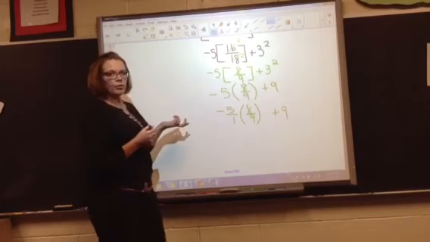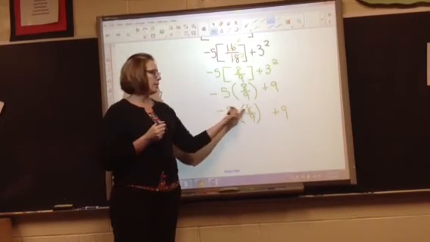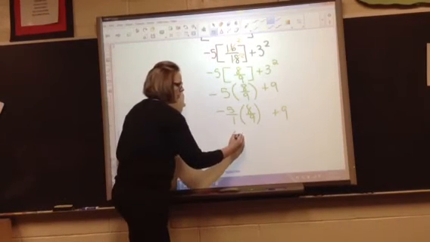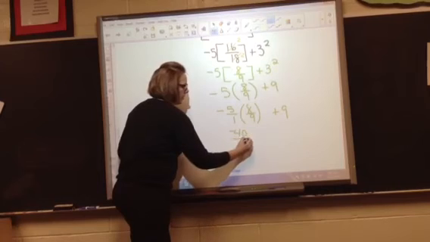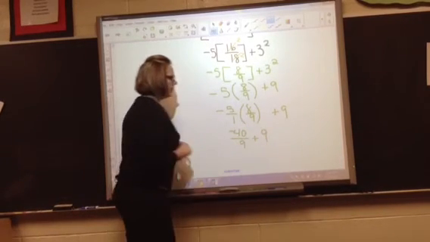You learned from your integer video earlier that a negative times a positive yields a negative. 5 times 8 is 40. So this is a negative 40 over 9 plus a positive 9.